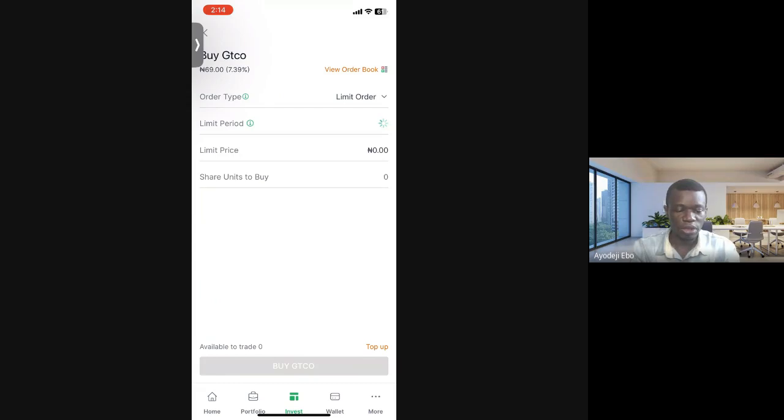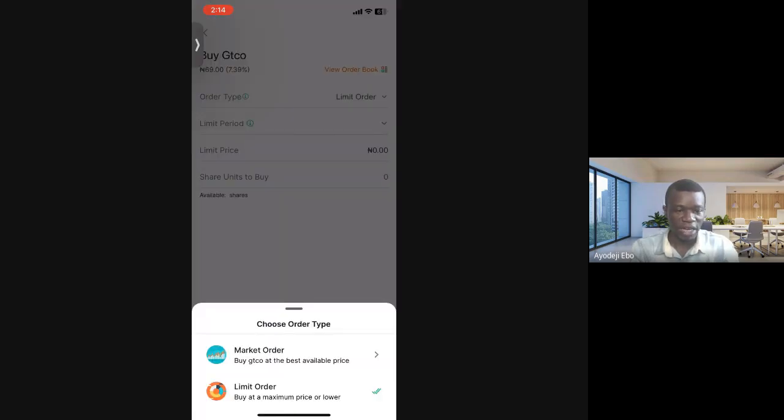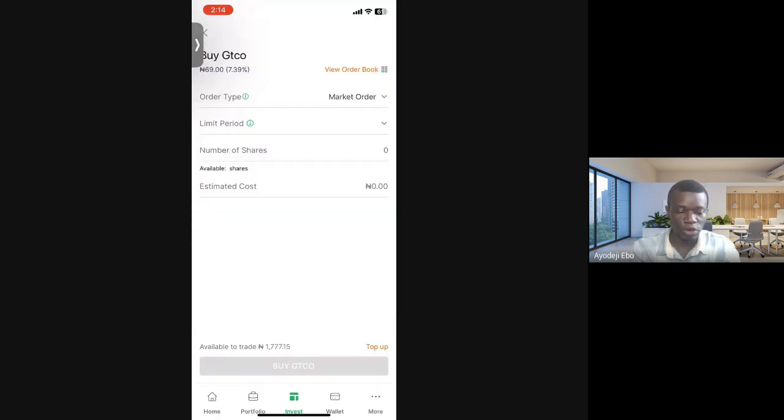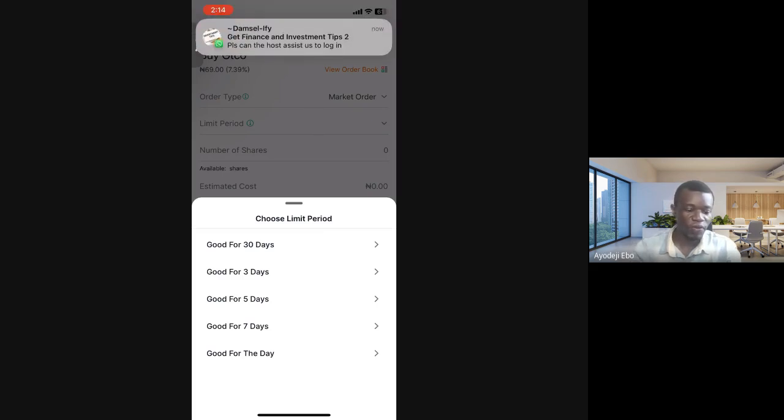So when you come to this, if I look at the limit order, you have market order and limit order. For market order, you don't mind any price, you just get it. So you can just put the units. If I want to use market order, I put the units, and for how many days. So you can see good for the day, good for 7 days, good for 5 days.